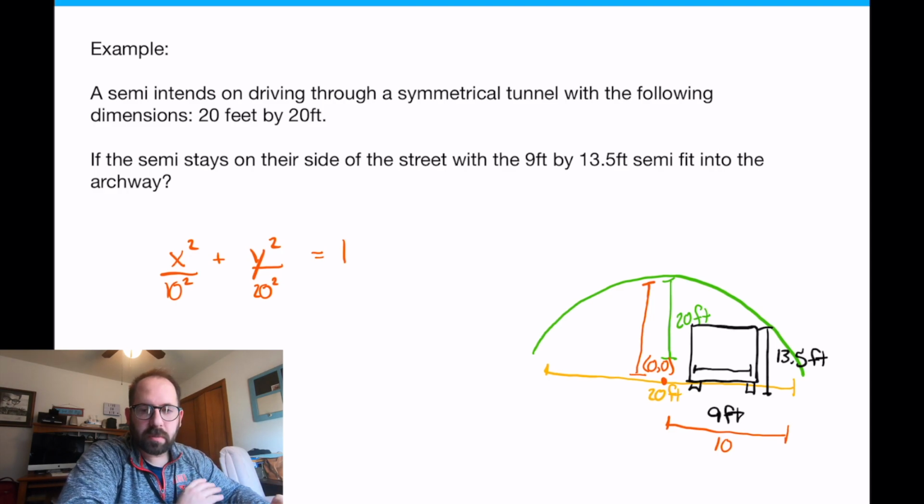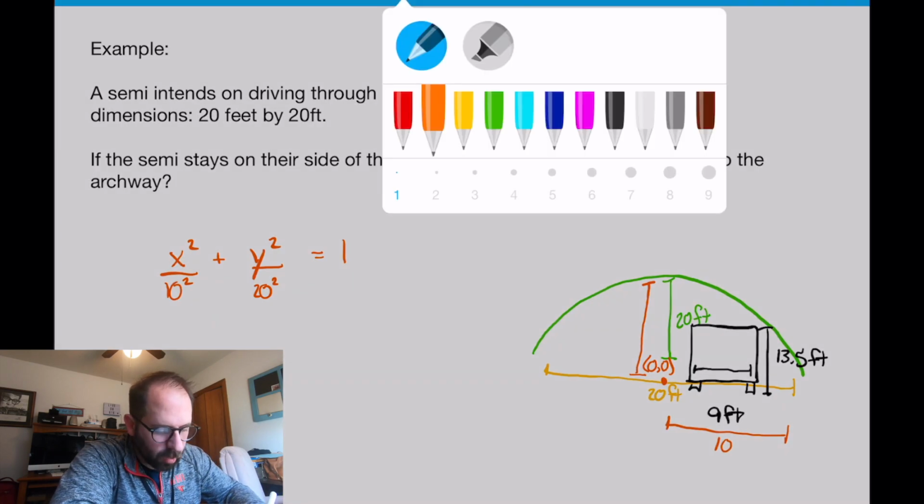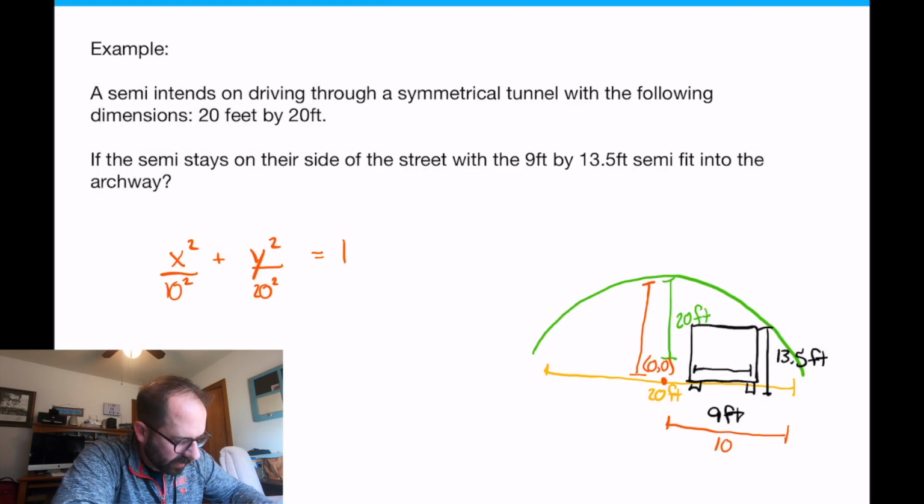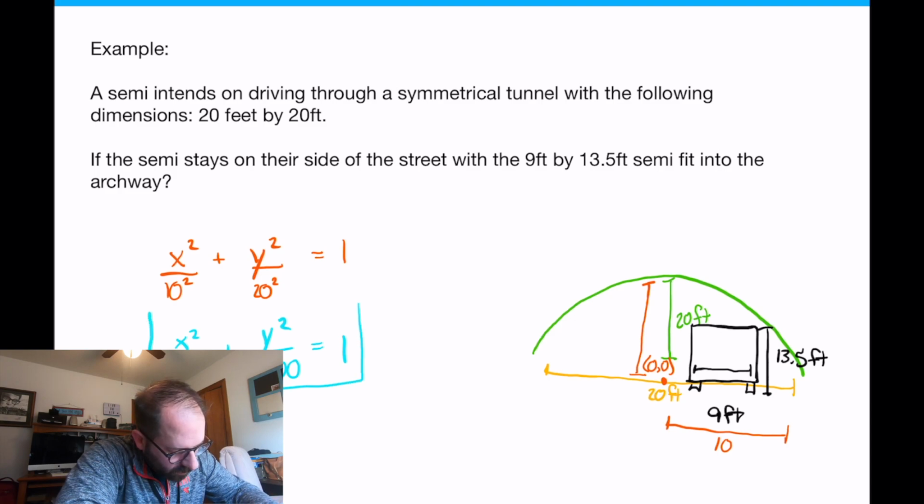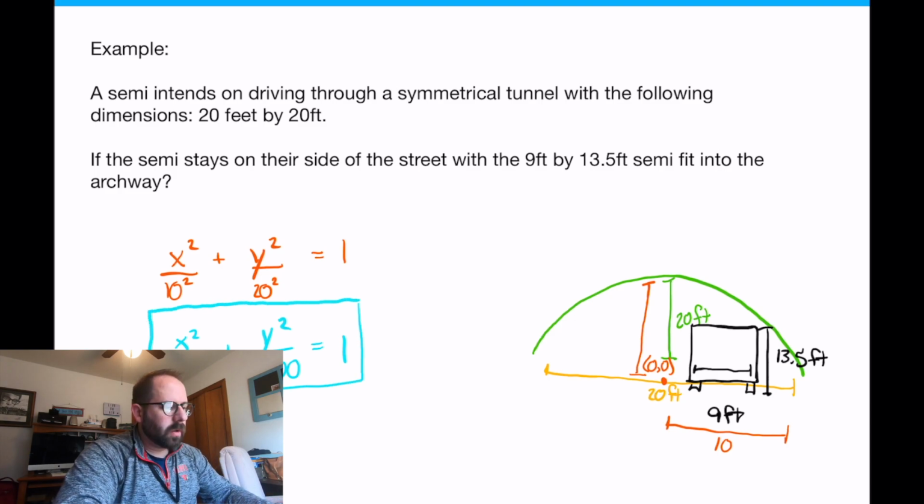All right, now I'm going to square those numbers and I'll take a little break. I know I'm going kind of quick here for you, sorry. I get in that mode where I just start going. So we have x squared over 100 and y squared over 400. Okay, I'll stop there. You guys just let me know when you're ready.